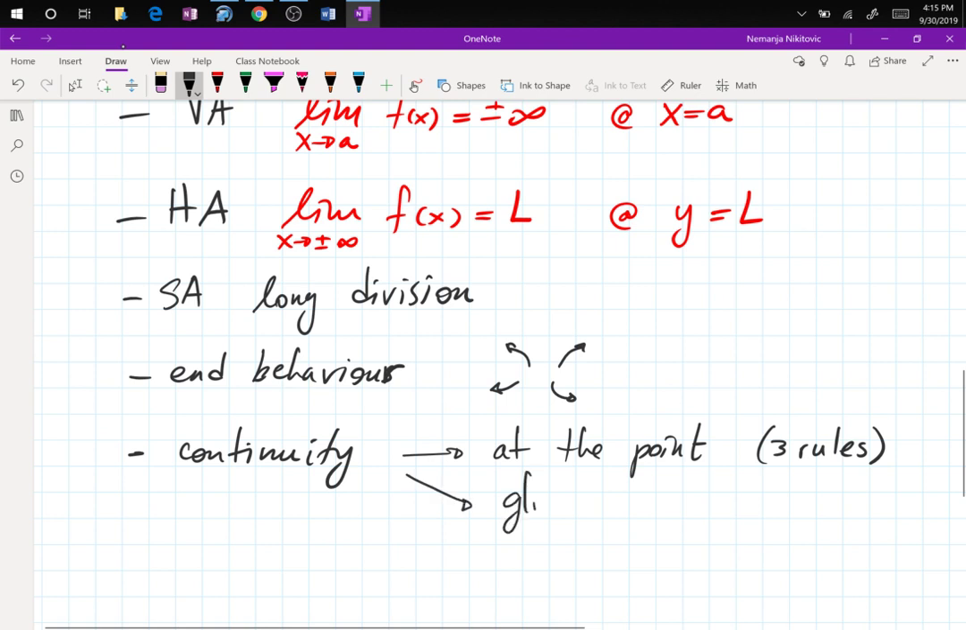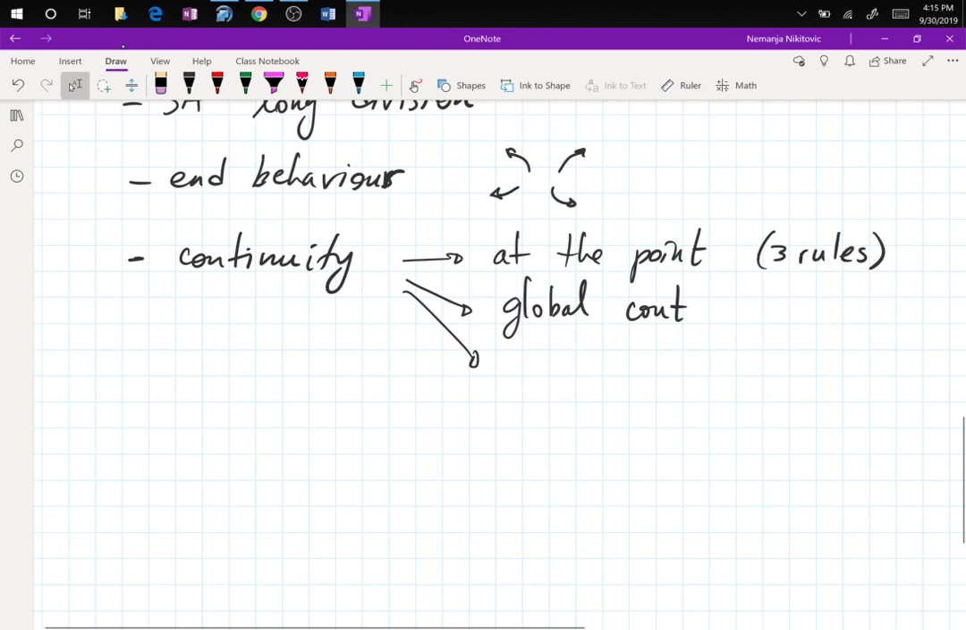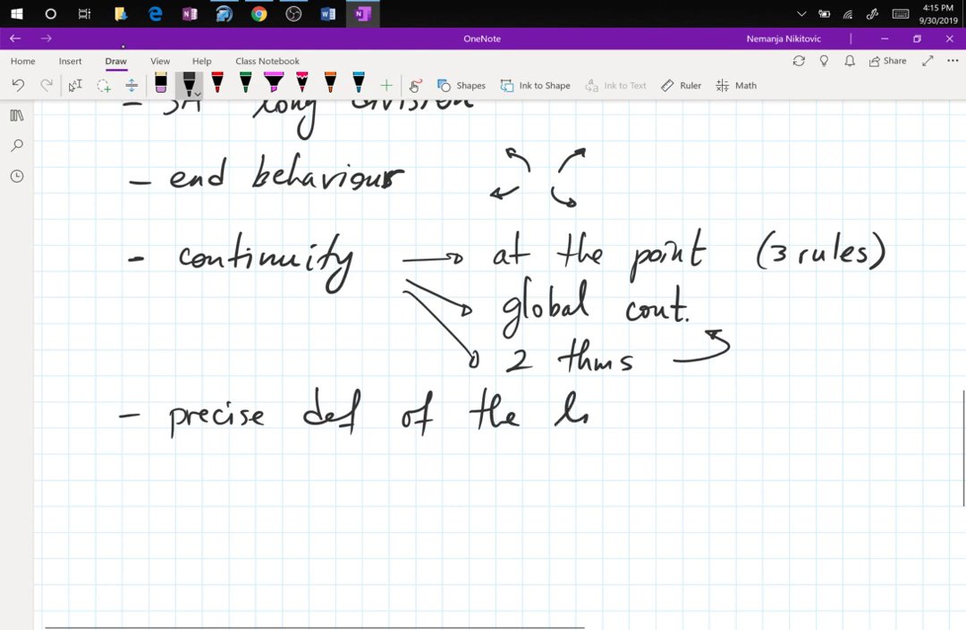Then we have global continuity. We have those 2 theorems for global continuity, so you can do the problems. And finally, we have the precise definition of the limit. That's 2.7. You have the statement and two graphs.